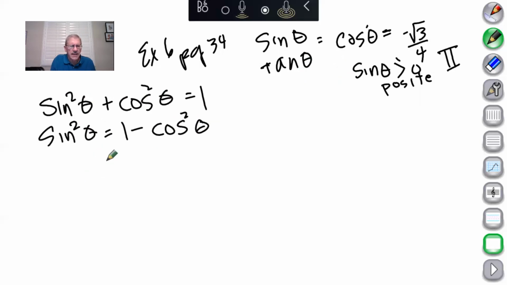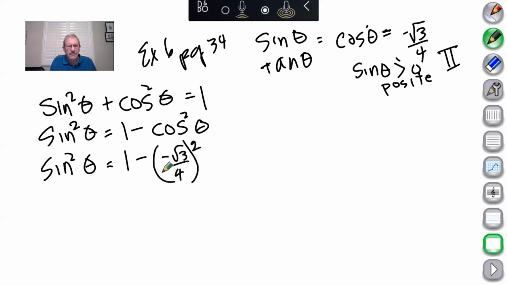And we could just substitute these in. Let's do it right here. Sine squared theta would equal 1 minus, well, cosine is negative radical 3 over 4, but we want to square that. Okay, so we're squaring that negative. So that would be what? 1 minus radical 3 times radical 3, and it would come out a positive 3 over 16. So now we've got 16 sixteenths minus 3 sixteenths, which gives us 13 sixteenths.